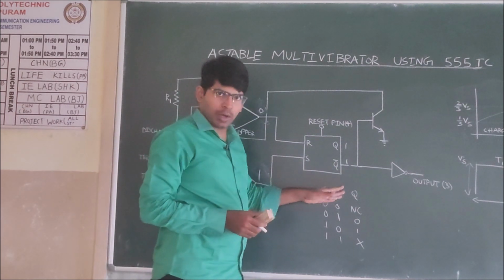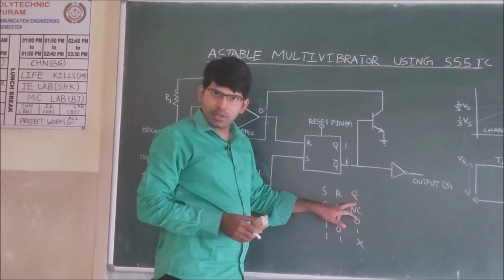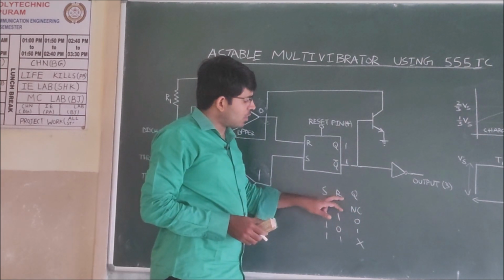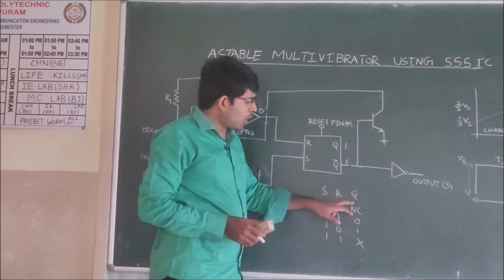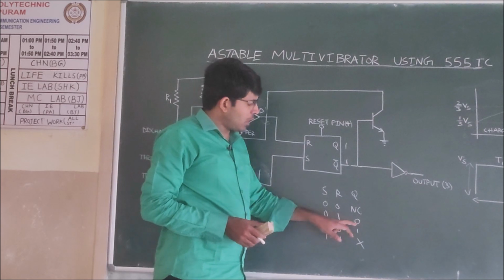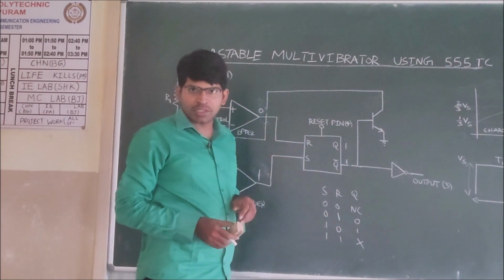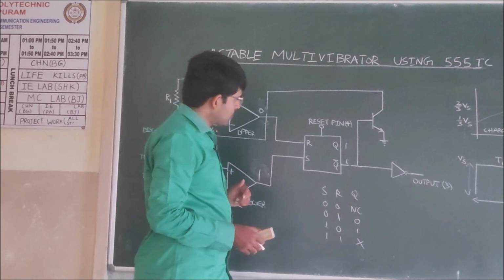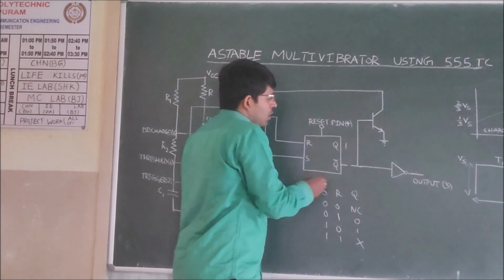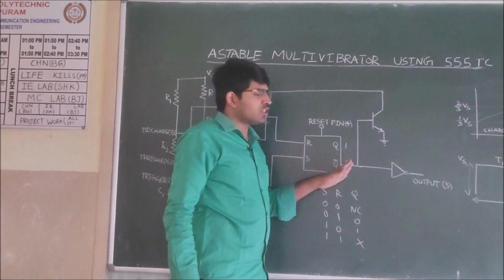In the SR flip-flop, when we give both zeros, then the output will be no change state. When the input is 1 to the reset pin, output is 0. When the input is high at the set pin, output is high. When both are high, that is a forbidden state. That state we will not use. Here Q is 1. Q is 1 means obviously Q bar is 0.